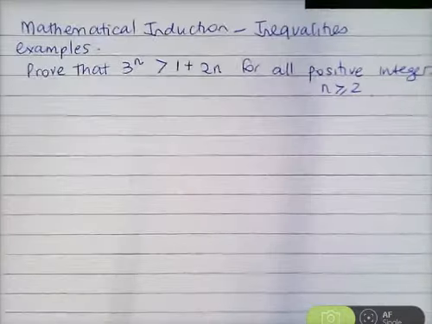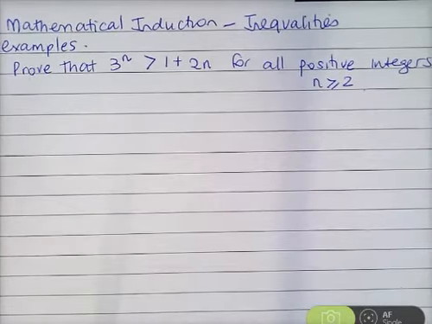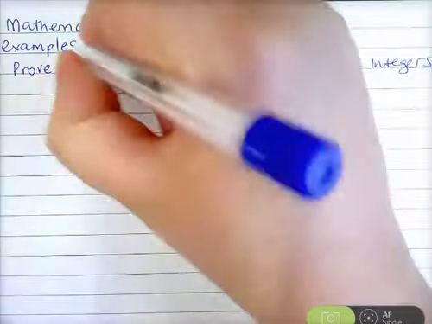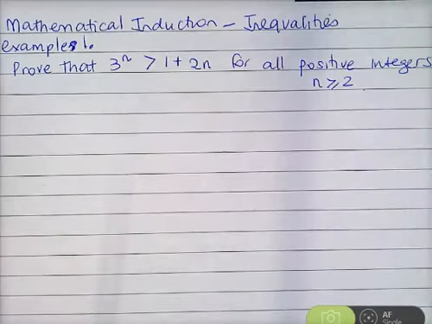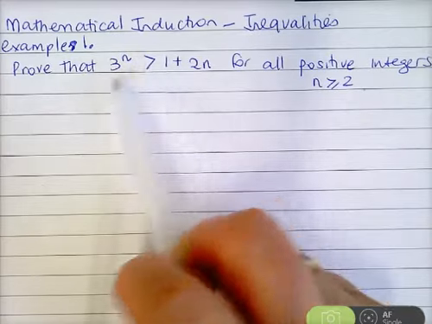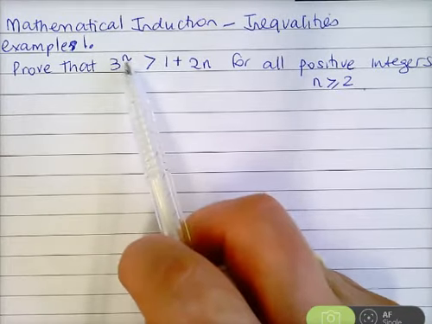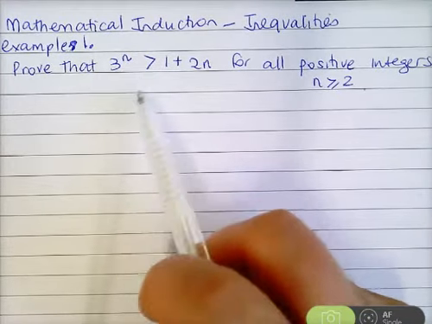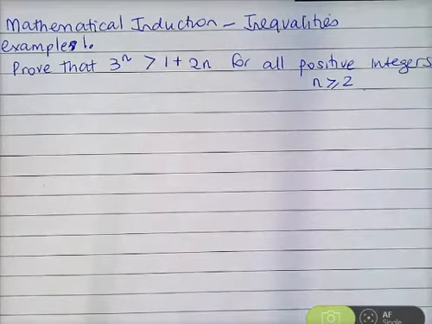Okay, we're now looking at our third type of mathematical induction question, inequalities. Example 1: you can see it's an inequality type because you've got a greater than sign here. Prove that 3 to the power of n is greater than 1 plus 2 times n for all positive integers n greater than or equal to 2.